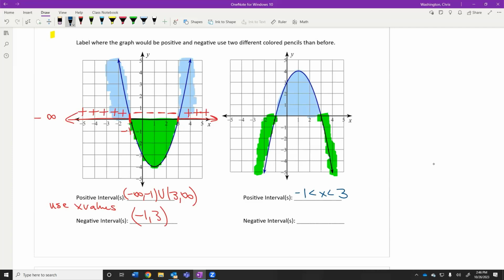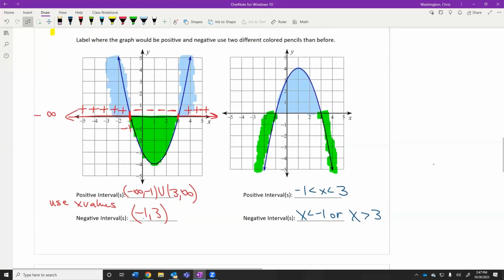And what about the negative intervals? This is going to be to the left of -1. So that would be x is less than -1. Or to the right of 3. So x is greater than 3. We could also put those in interval notation, which you would see here. This one would be that one, and that one would be that one. So they are switched.